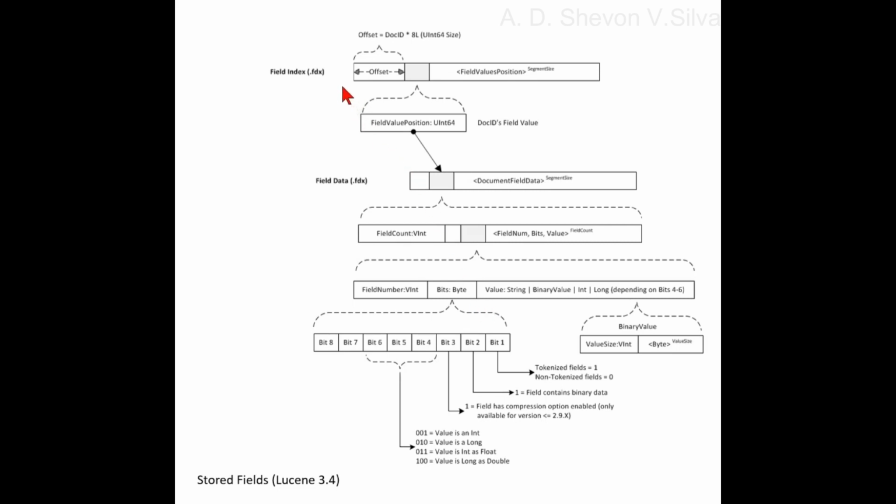Here you can see the field index, the FDX file. Here the offset equals doc ID multiplied by the UInt64 size. Here is the field value position, UInt64. The doc ID's field value is connected to the field data, or FDT file. This should be FDT here.